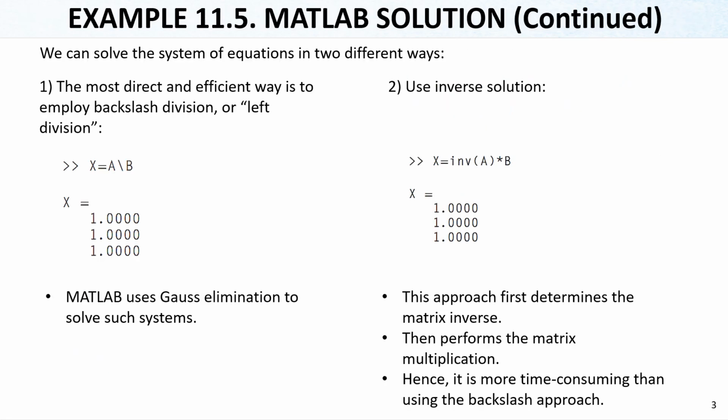We already learned before that we have 2 options in MATLAB to solve systems of equations. The first one is the backslash. When you divide A by B with the backslash, it actually does Gauss elimination to solve the system. You can see x's are 1, 1, 1, so we calculated the true values. Also the inverse solution: simply we get inverse A times B, and it gives us the same solution as well. In this approach, it first determines the matrix inverse, then performs the matrix multiplication. That's why this is more time consuming than using the backslash approach.